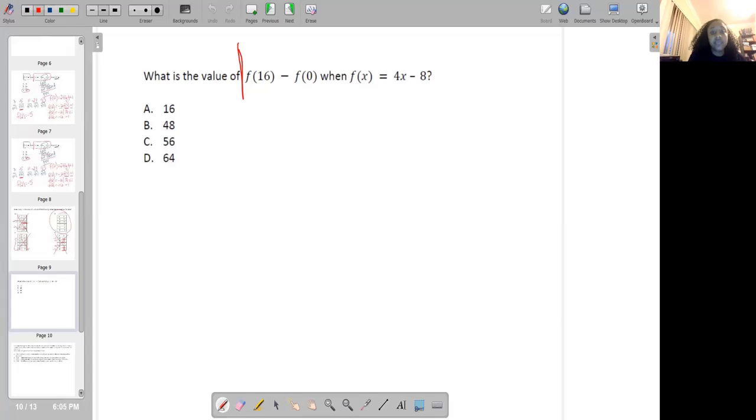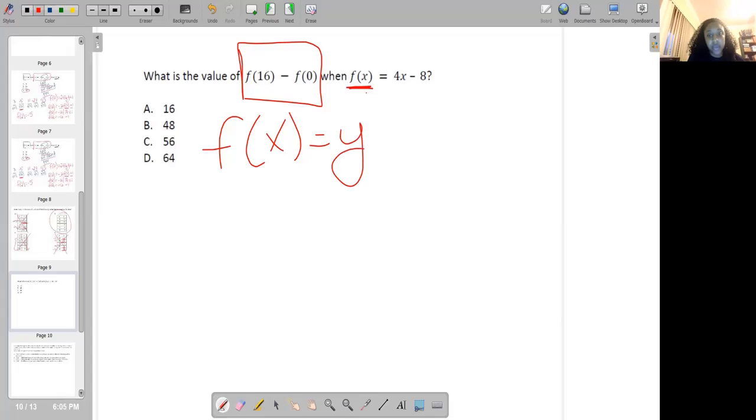Now, this one is key. It says f of 16 minus f of 0. We have to figure out what is that. Now, we don't know right away, right? You can't just take f of 16 and subtract 0 from it and get 16. That's not how that works. Remember, f of whatever means a function of. The usual way we write it is f of x. F of x is the same thing as y. So we're trying to find our y values.